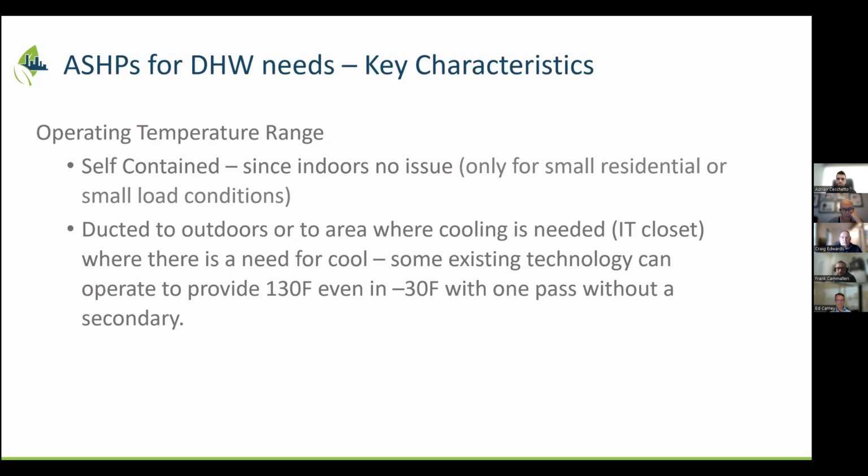within the facility. And the good thing about it is that many of the existing technology can operate and provide 130 degrees Fahrenheit, even in fairly cold climates, even in minus 30 degrees Fahrenheit with one pass, without using a secondary heat exchanger. So I think that domestic hot water, from an air source heat pump perspective, is probably one of the more advanced types of air source heat pumps and needs. But anyways, that's what we're observing. So I guess a question for you, Ed. What is the most common type of installation you are seeing from your perspective?